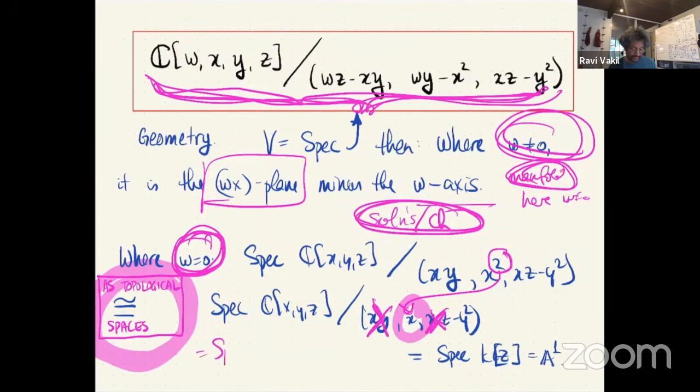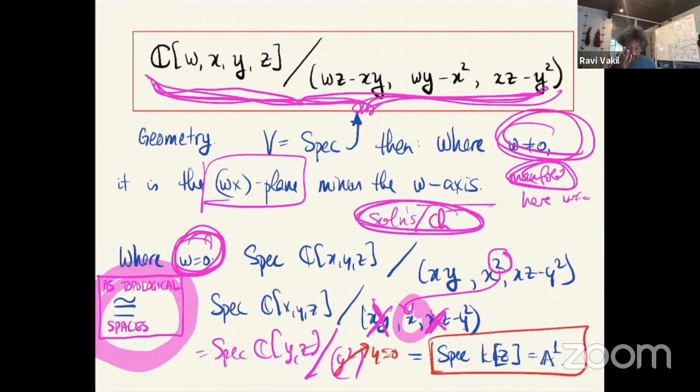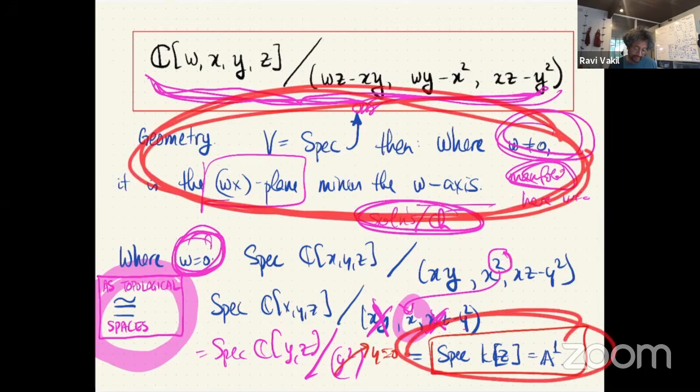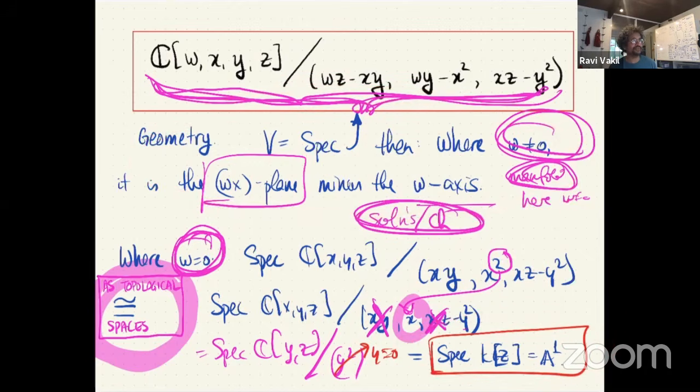And so I might as well just write this as spec of C adjoined, I'm just going to get rid of the x because x is 0. And I get C adjoined y, z. And what's my last equation? Y squared is 0. But then if y squared is 0, that's the same as saying y is 0, if I only care about solving equations. So I can forget about the y. And so in other words, what's left over is, I had the wx plane minus the w axis, that's most of the points in the set, and the remaining ones are just a copy of the line in some sense.